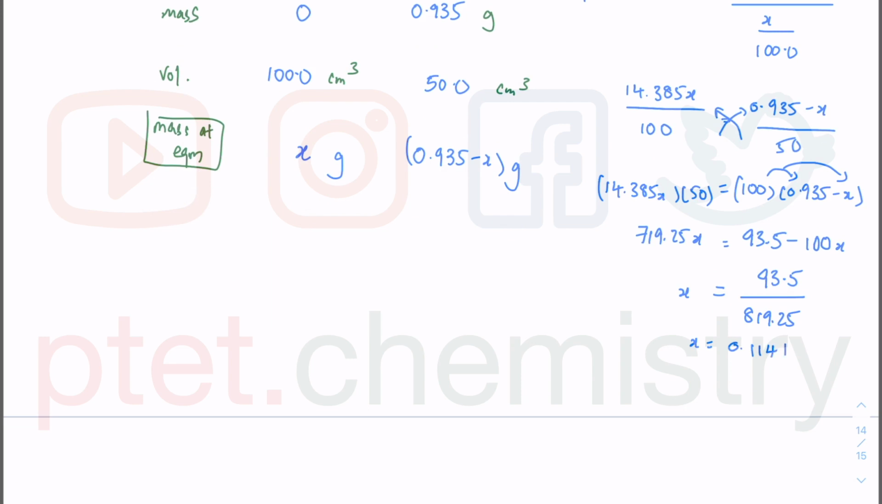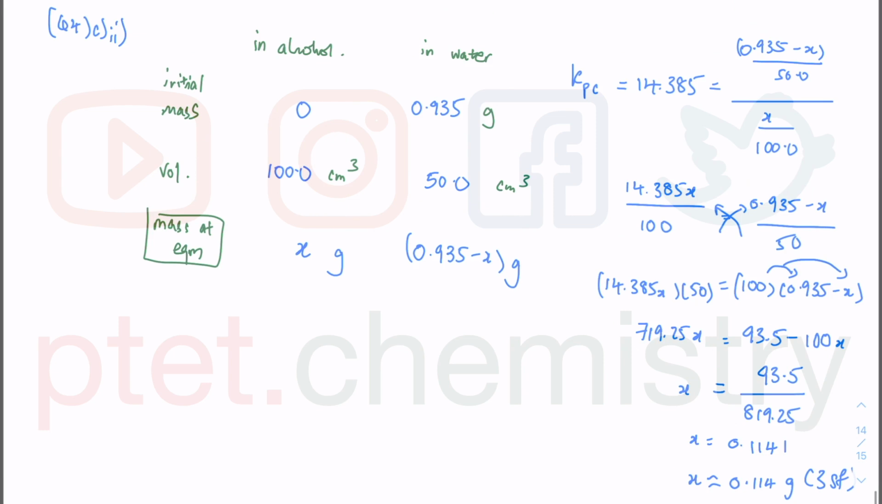Suppose I do one more significant figure, and then I can just say I round that up to 0.114 gram. This is the 3 significant figure, and this is the mass of ethanamide that was extracted or dissolved into the alcohol as I mix whatever amount it was in that volume of water, and then I put in some alcohol. I could get this much mass out from that bit into the alcohol as a result of the KPC being constant as long as temperature doesn't change.